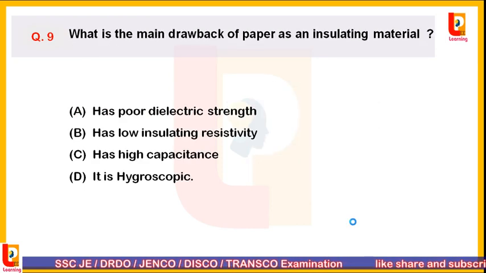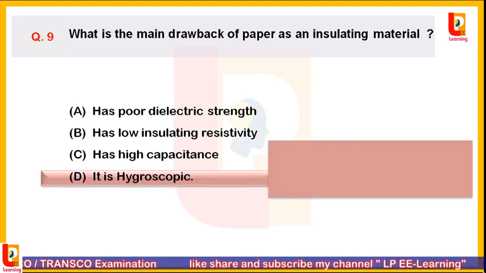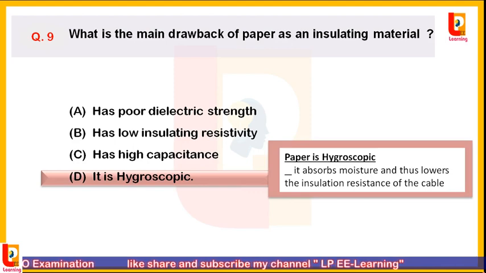Question 9. What is the main drawback of paper as an insulating material? So the correct answer is option D, it is hygroscopic. Paper is hygroscopic, it absorbs moisture and thus lowers the insulation resistance of the cable.